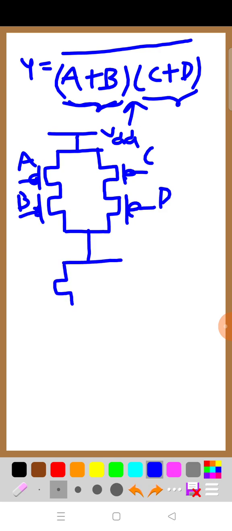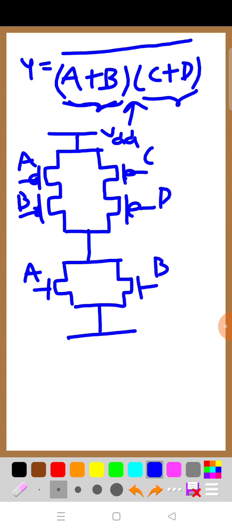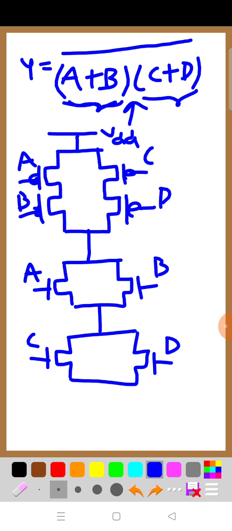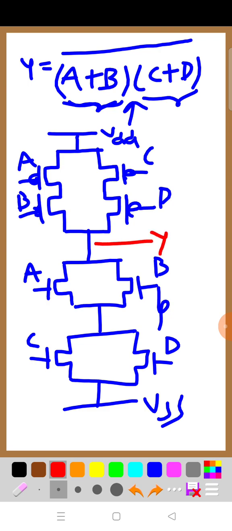This is A and this is B, and similarly these two should be in parallel. This is C and this is D. Then these two are in series, then you can tell it is VSS, and this is your output. Is any inverter required? Absolutely not required. Why? Because there is a complement given in your Boolean expression, therefore this is your output. Is it understood, all of you?